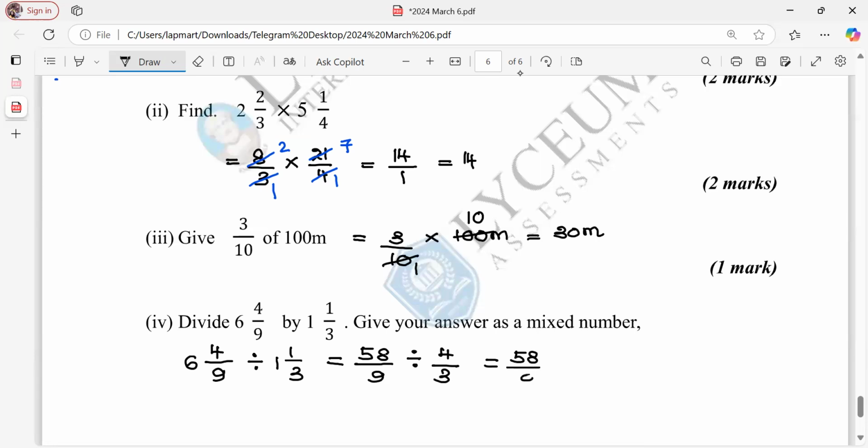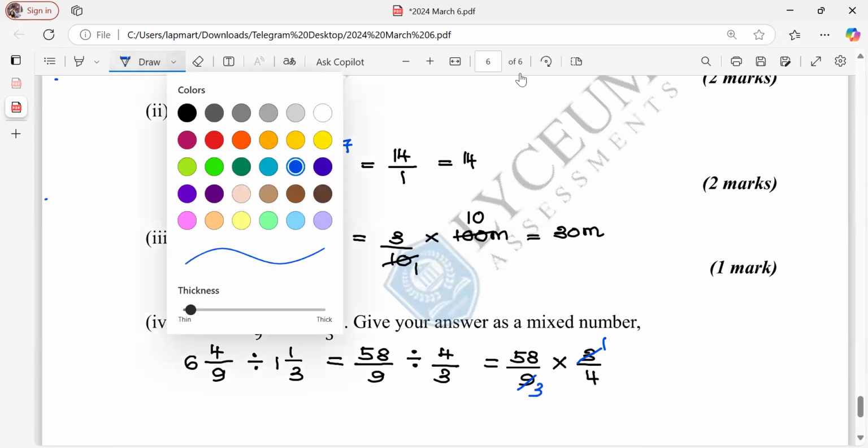58 over 9 multiplied. This division becomes multiplication. When you convert division into multiplication, the next fraction will take its reciprocal, 3 over 4. Now we'll see whether we can simplify this. How? So 3 times 1 and 3 times 3. That is one method of simplification.